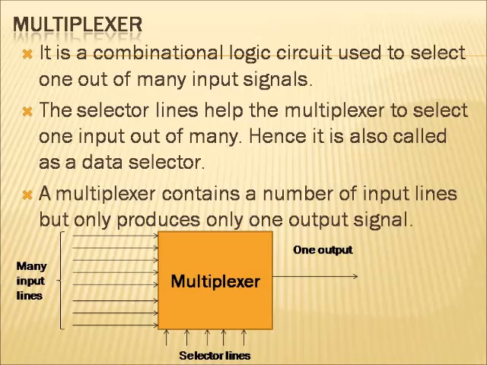And on this page, what you are seeing is the block diagram of a multiplexer. Here you can see that on the left side it has many input lines, and we have the selector lines on the diagram. These selector lines help to choose one input signal at a time, and it produces one output.